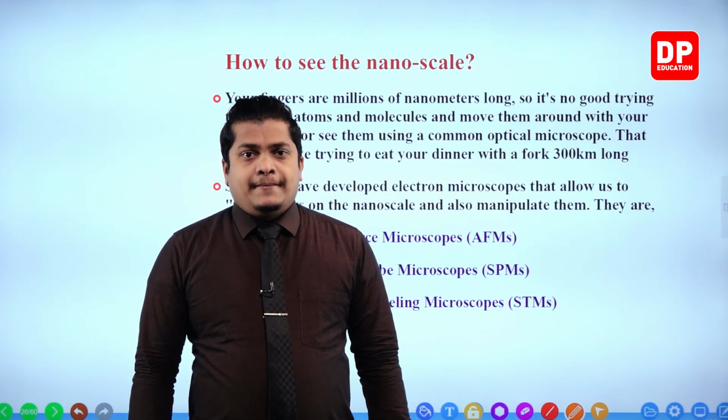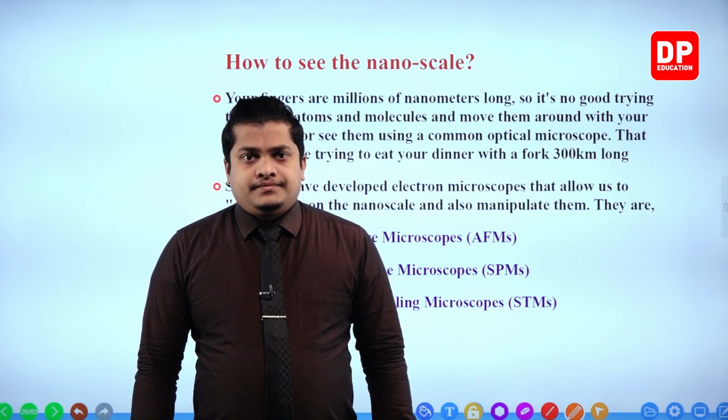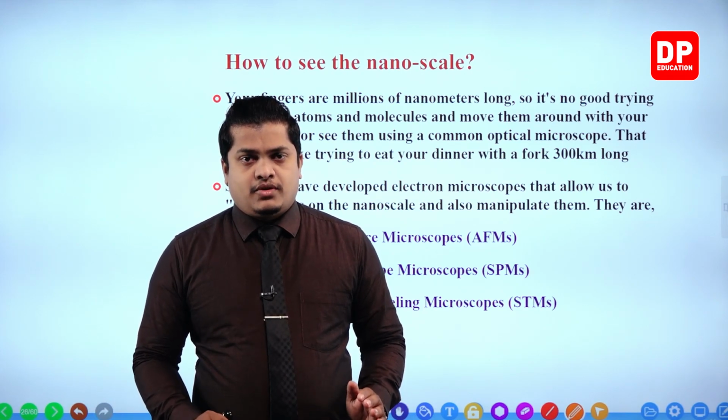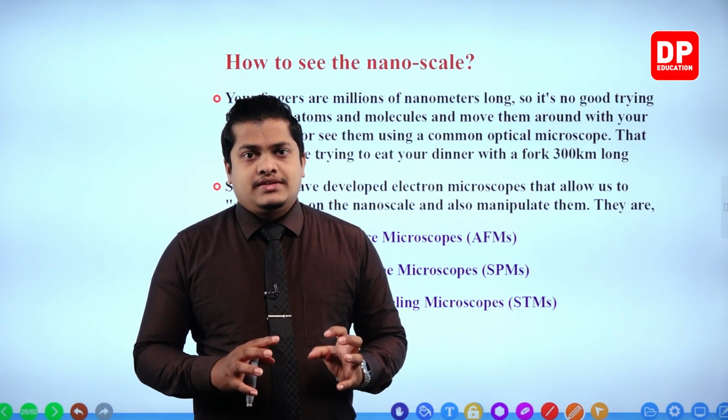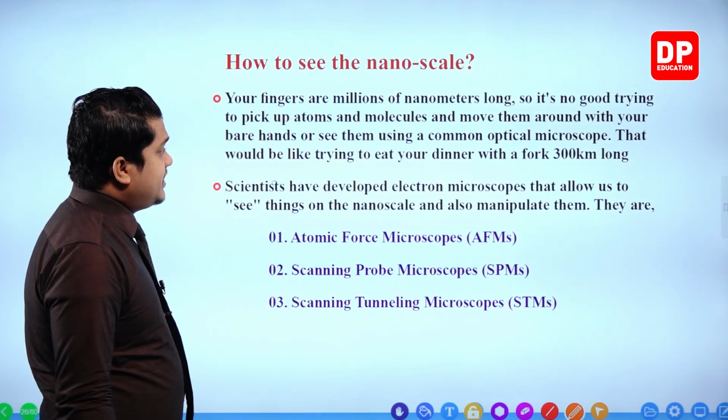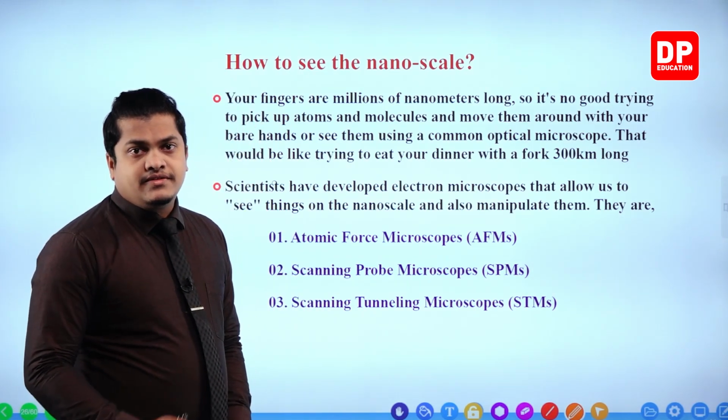So that way, there are several kinds of electron microscopes. We'll be focusing on those things. So let's see what these electron microscopes are. Here it is given how to see the nanoscale, how we can observe the nanoscale.